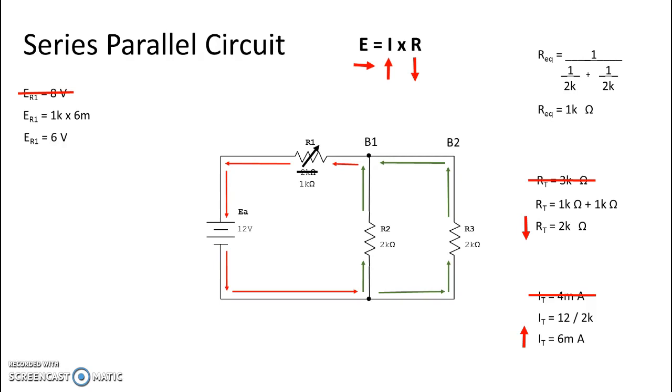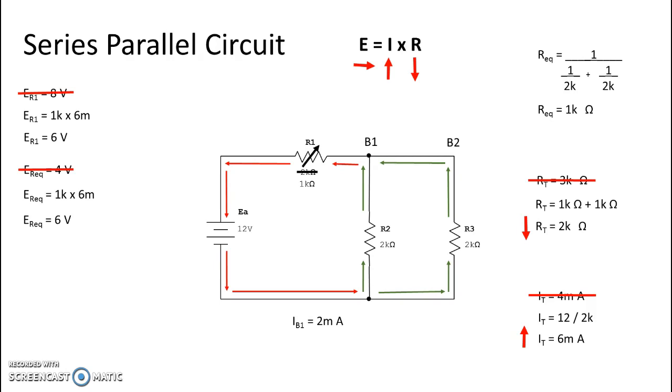We also see changes on the voltage for our parallel. It was 4 volts. Now it is 1,000 ohms, which is the original resistive value of our parallel, multiplied by the new higher current. So we see a higher voltage drop now of 6 volts.